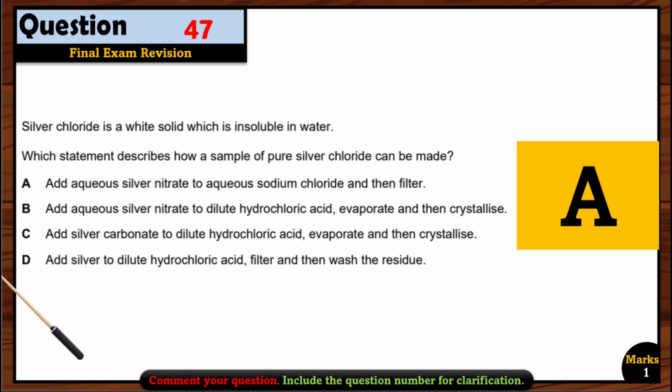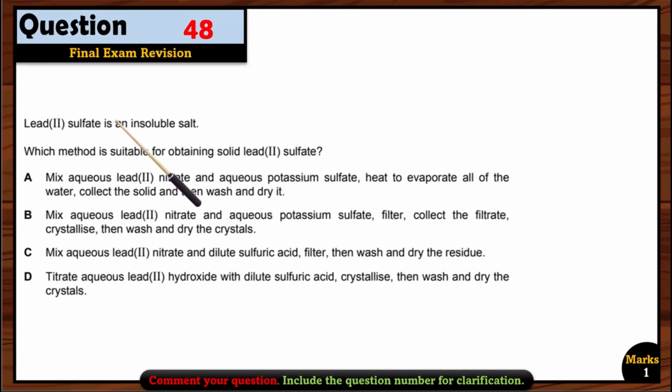Again here, if you see here, add silver to dilute HCl. Silver will never react with the acid. So that's why this method is wrong. Okay, so option A is the only right option here. Question 48. Lead sulfate is an insoluble salt. Which method is suitable for obtaining solid lead sulfate?